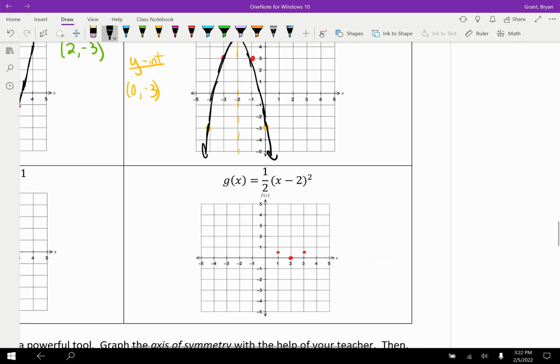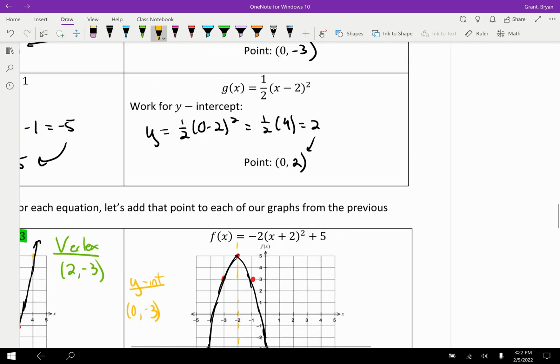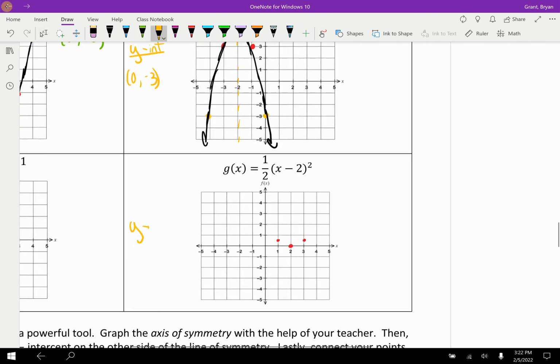Last but not least, we again had a y-intercept here. I think this one's at 2. It is a y-intercept of (0, 2), like so. And that axis of symmetry shows us that we can also have the point (4, 2).